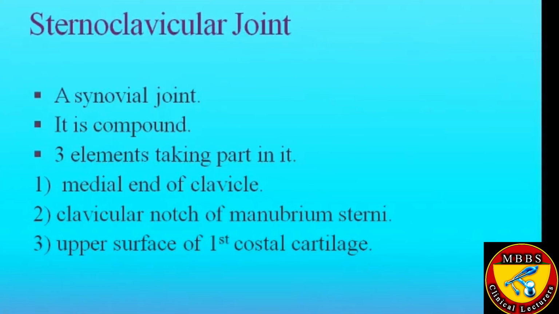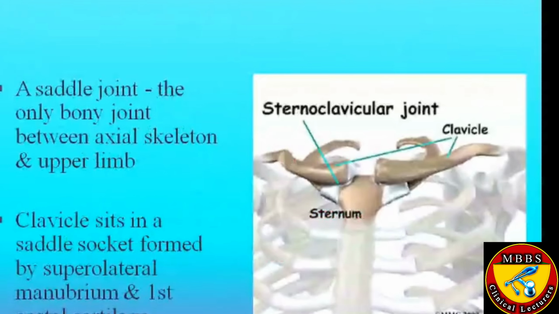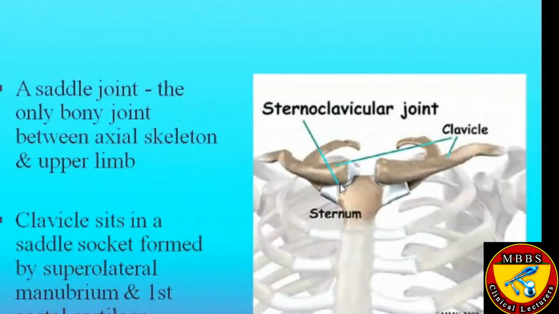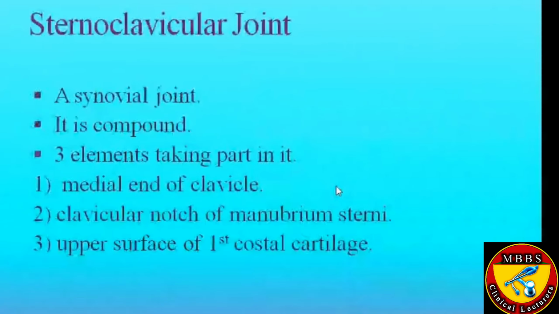Three elements mainly take part in the formation of the sternoclavicular joint. The first one is the medial end of the clavicle. Then there is the clavicular notch of the manubrium sterni and the upper surface of the first costal cartilage. You can see this is the sternoclavicular joint, where the medial end of the clavicle is the first element taking part in it. Then you can see the clavicular notch of the manubrium sterni, which also helps in the formation of the sternoclavicular joint, and the first costal cartilage, which also helps in its formation.